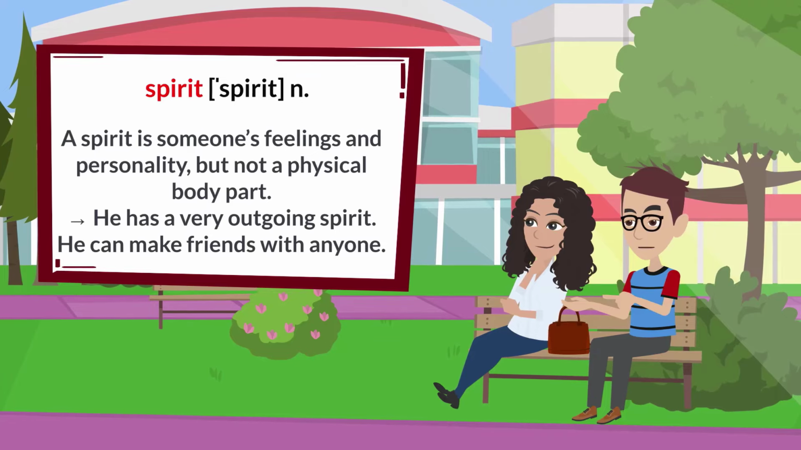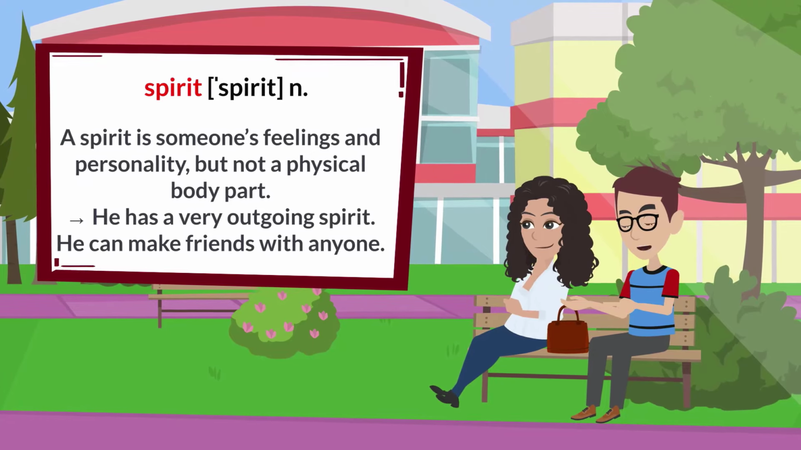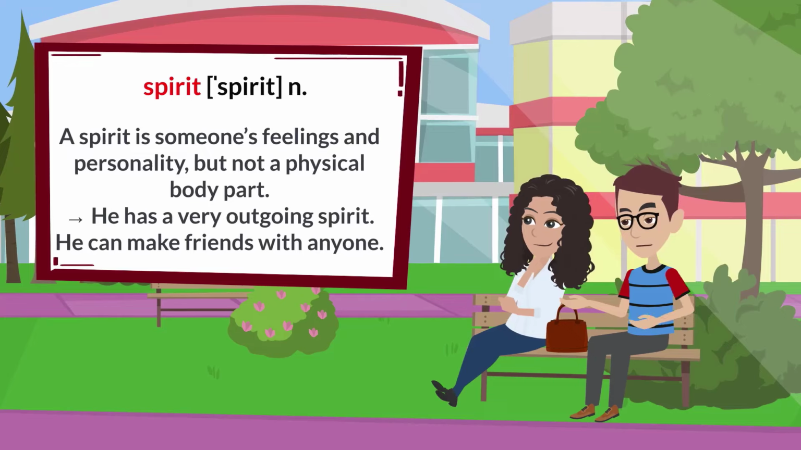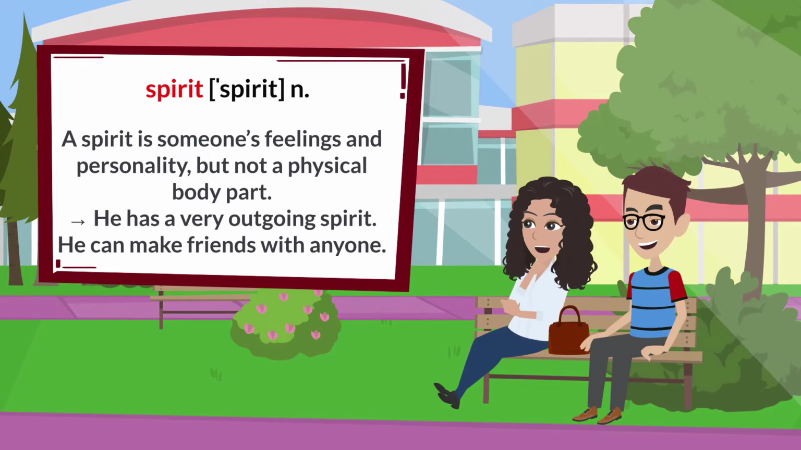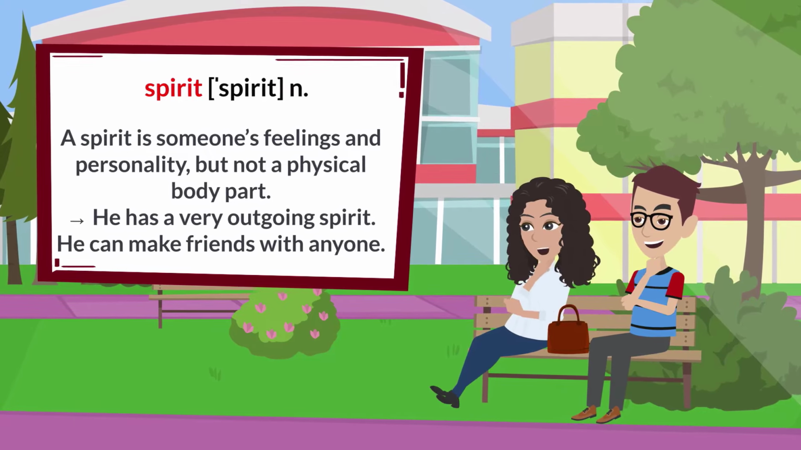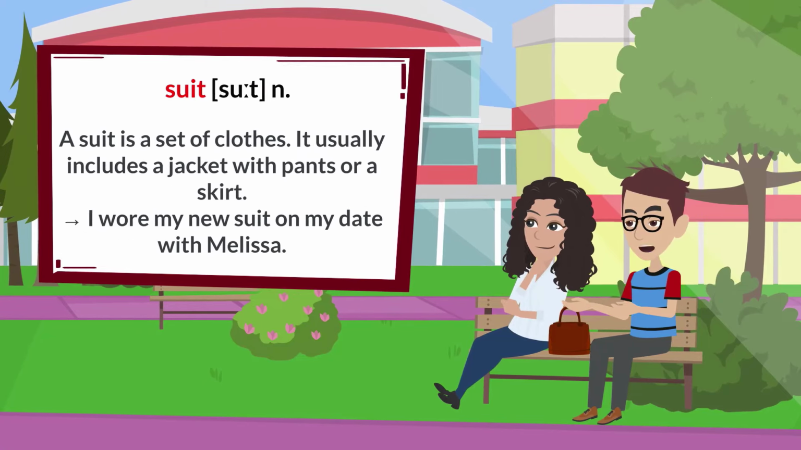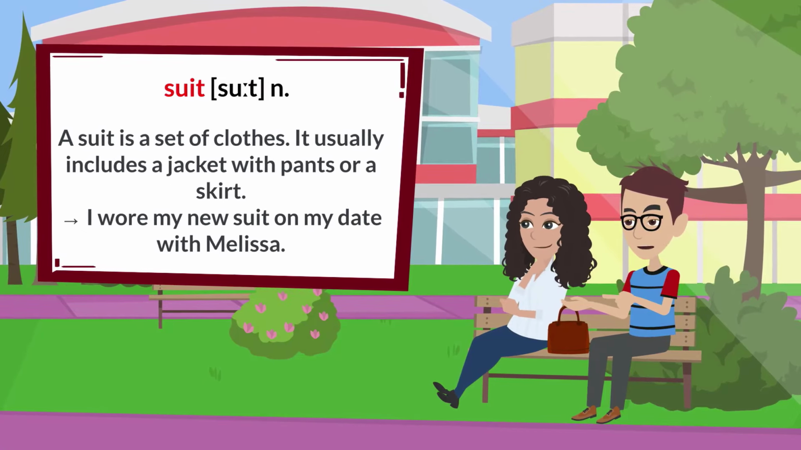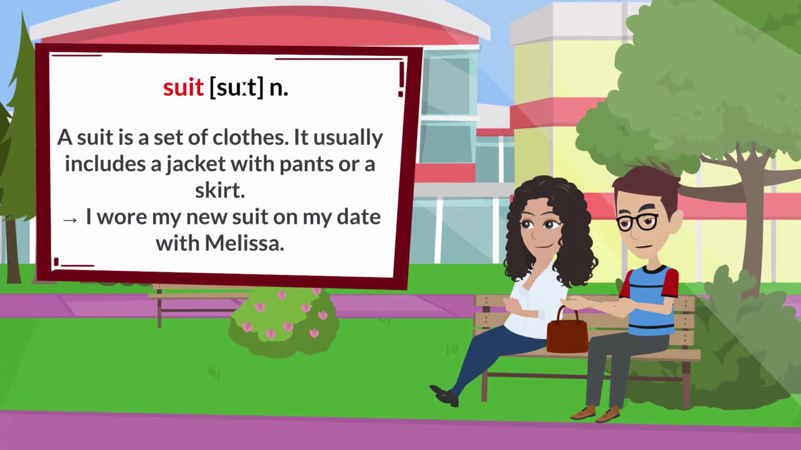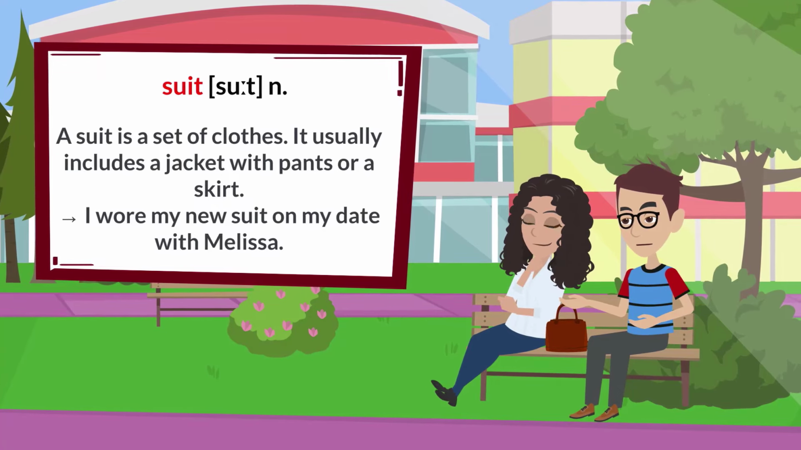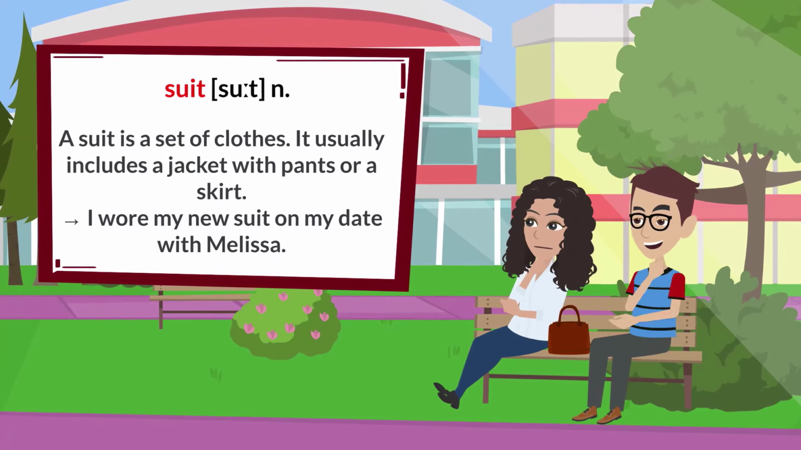Spirit. A spirit is someone's feelings and personality, but not a physical body part. He has a very outgoing spirit. He can make friends with anyone. Suit. A suit is a set of clothes. It usually includes a jacket with pants or a skirt. I wore my new suit on my date with Melissa.